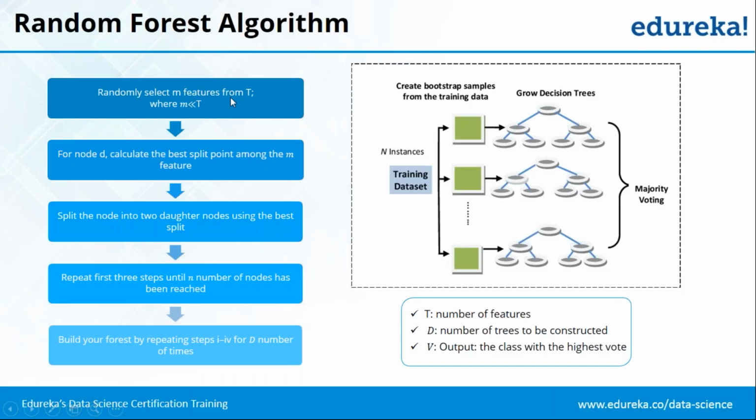So the first step is to select certain M features from T, where M is less than T. Here T is the total number of predictor variables that you have in your data set. And out of those total predictor variables, you will randomly select a few features. Now, why are we selecting only a few features? The reason is that if you select all the predictor variables, then each of your decision trees will be the same. So your model is not actually learning something new. It is learning the same previous thing because all those decision trees will be similar, right?